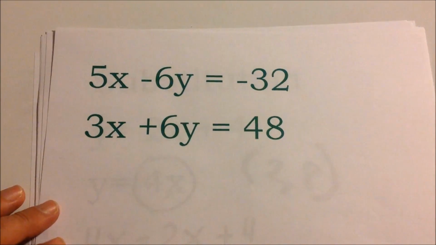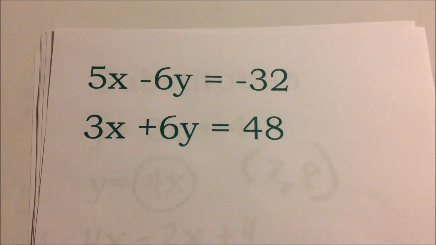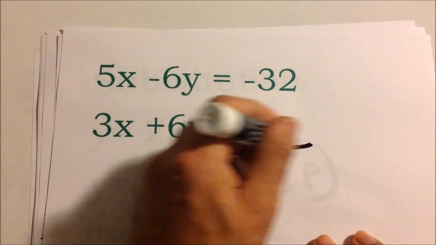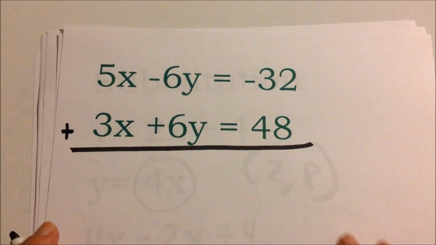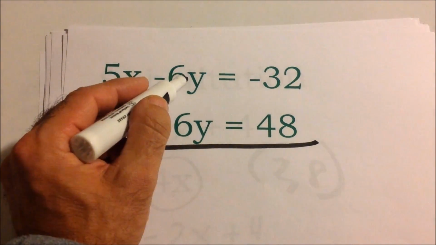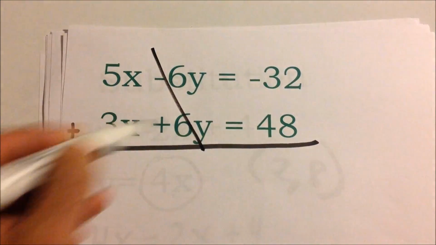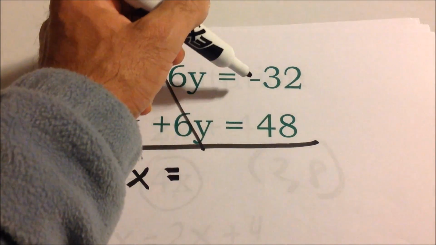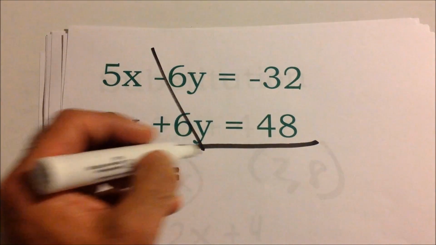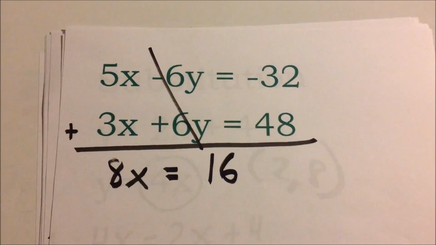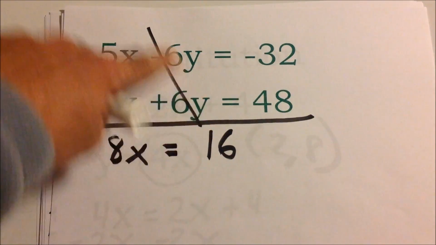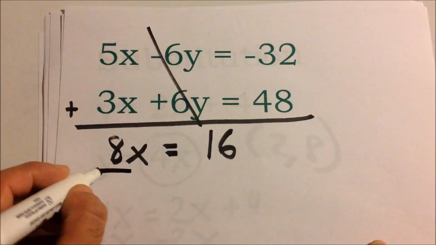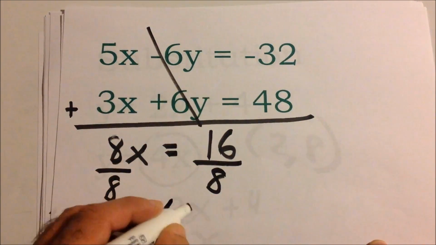So both of these are in standard form. Again, we want to either get rid of an x or get rid of a y. And when we eliminate, we're adding. Right away, we can see a negative 6y and a plus 6y cancel each other. So now we have 8x, and here we have negative 32 plus 48, and that equals 16. Remember, I canceled the y's because a negative and a positive will cancel. So if I divide the 8 out on both sides, I know that x equals 2.